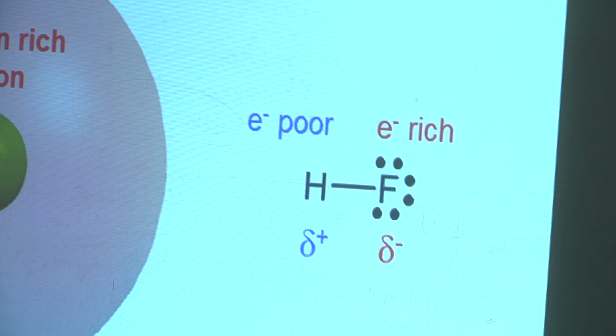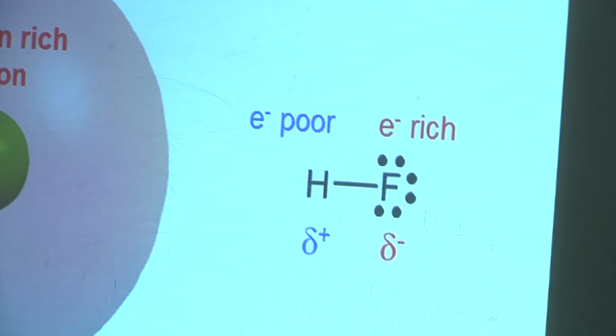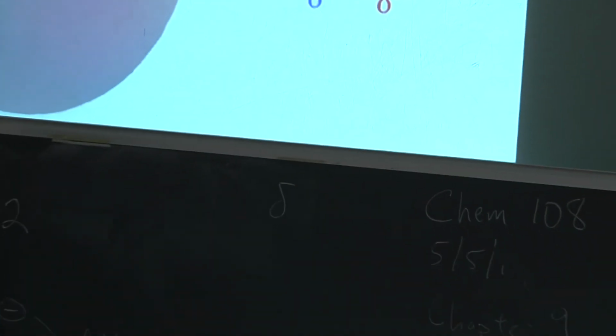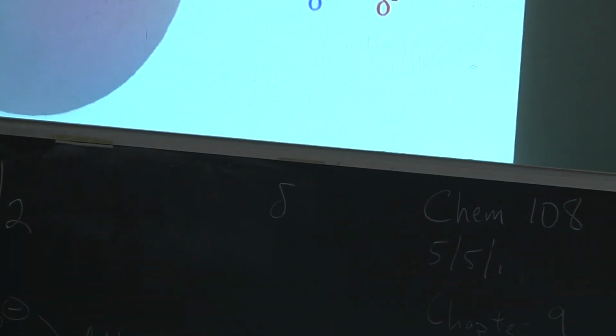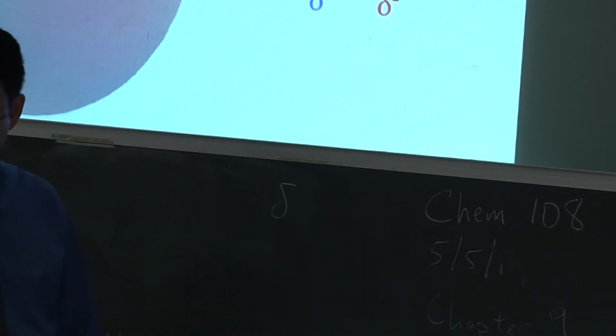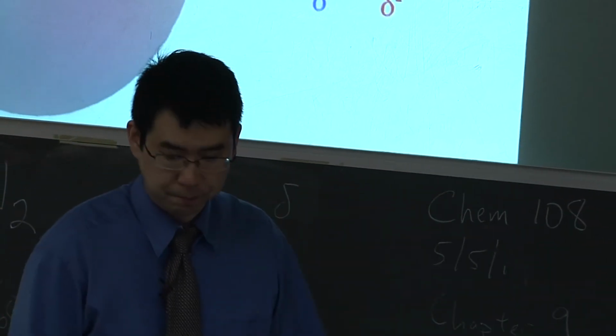Is the delta a triangle? Yeah, that's a capital delta. There's uppercase and lowercase. A capital delta means change. The lowercase delta is kind of like a D with a little tail on it. And that means basically a partial charge.